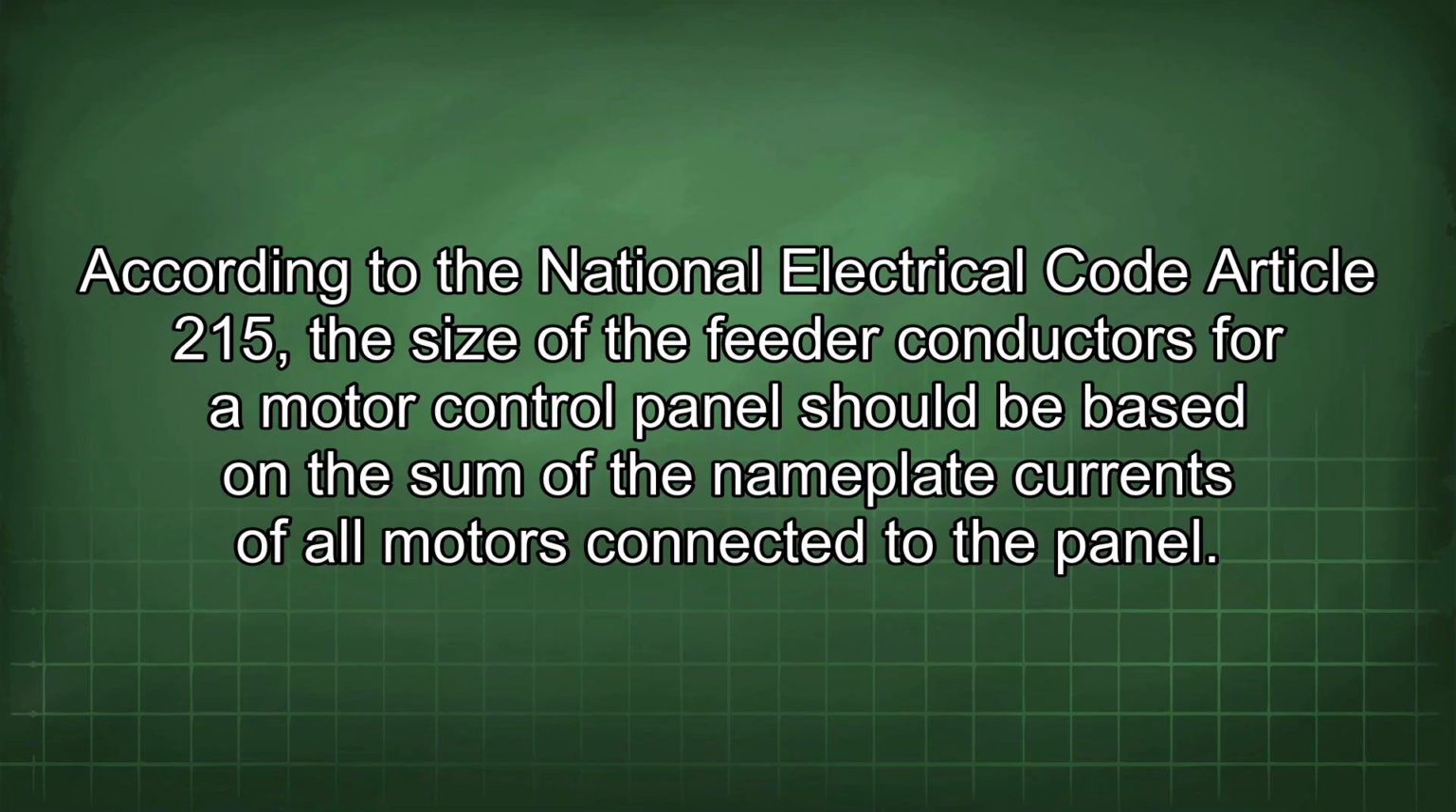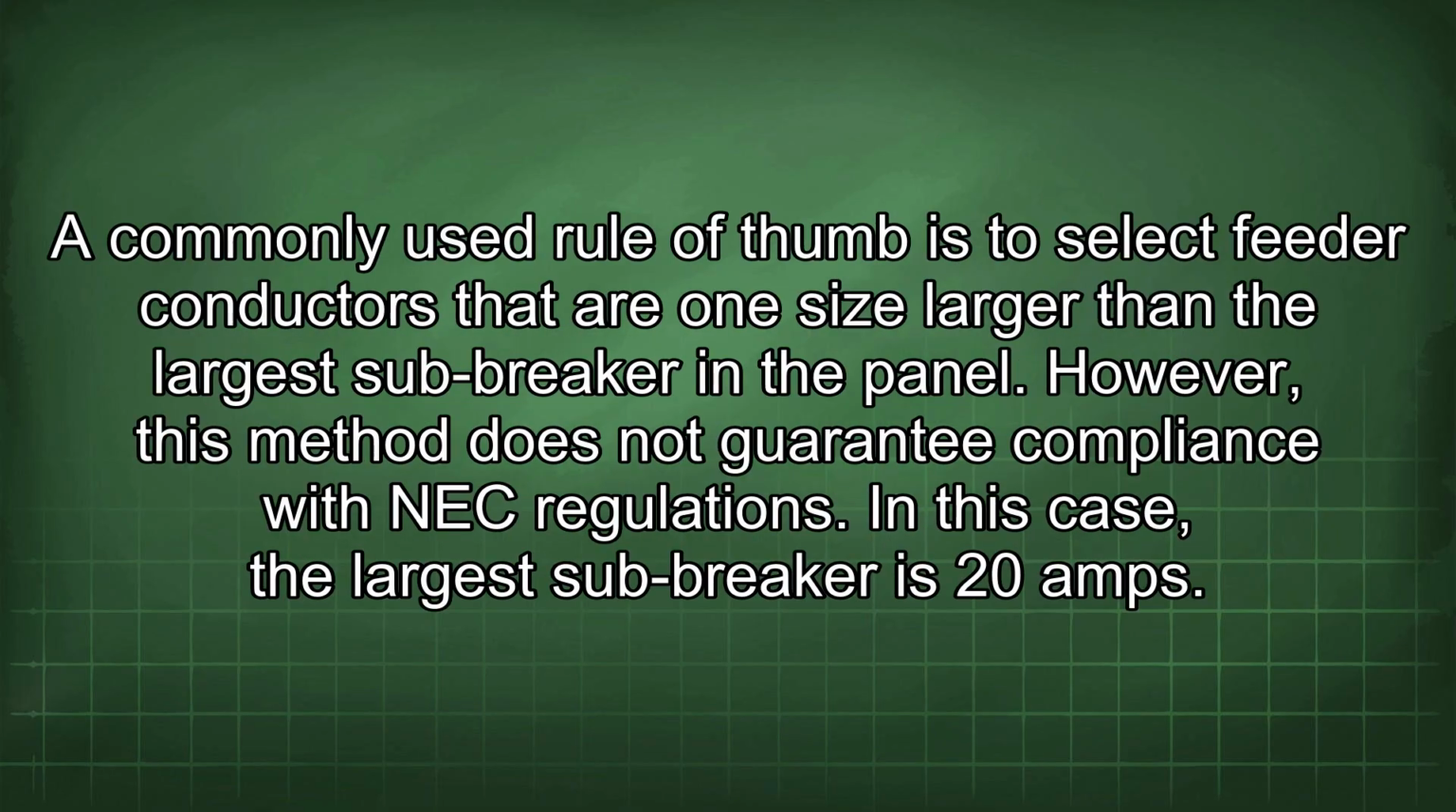According to the National Electrical Code Article 215, the size of the feeder conductors for a motor control panel should be based on the sum of the nameplate currents of all motors connected to the panel. A commonly used rule of thumb is to select feeder conductors that are one size larger than the largest sub-breaker in the panel. However, this method does not guarantee compliance with NEC regulations.